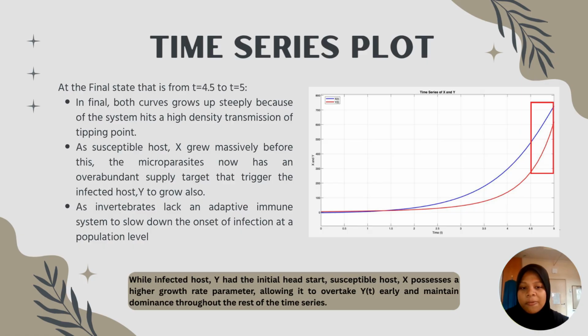So to conclude all of this, while the infected host Y had the initial head start, the susceptible host X possesses a significantly higher growth rate parameter. This advantage allows the healthy population to overtake the infected curve early on and maintain absolute dominance throughout the rest of the time series.